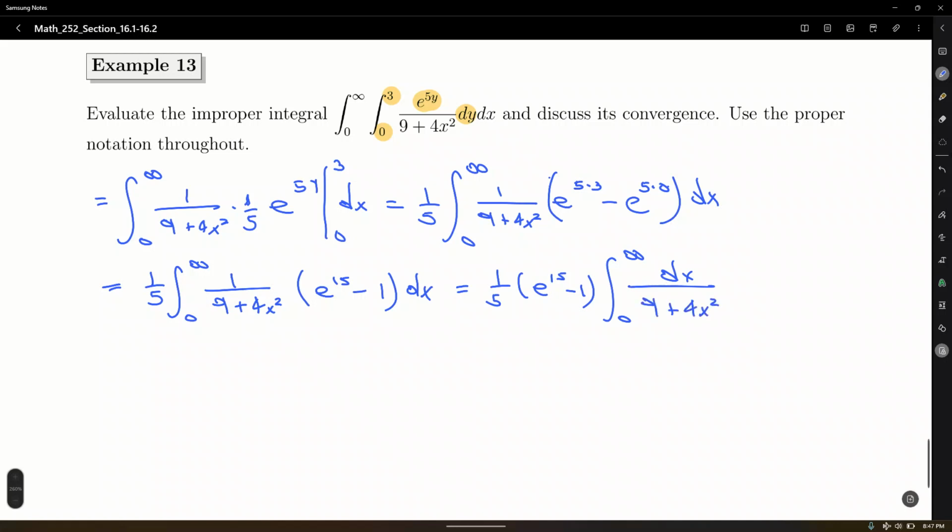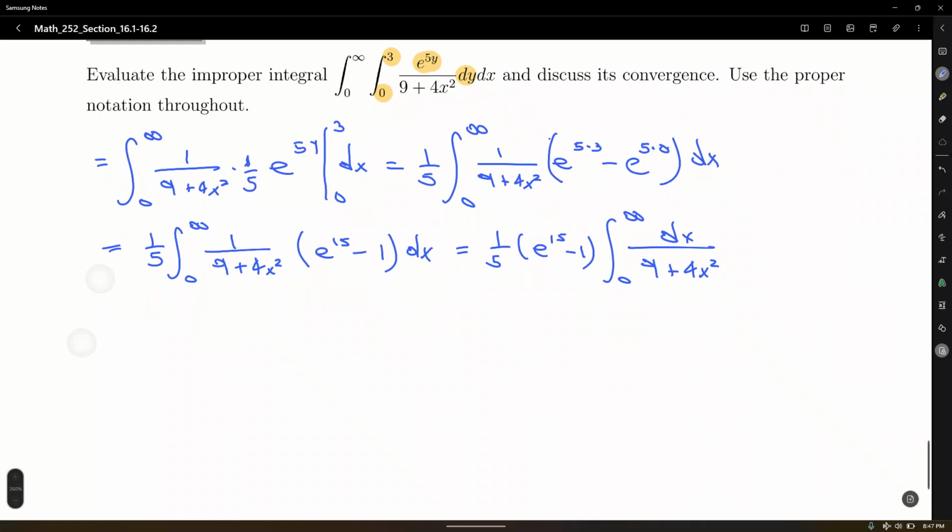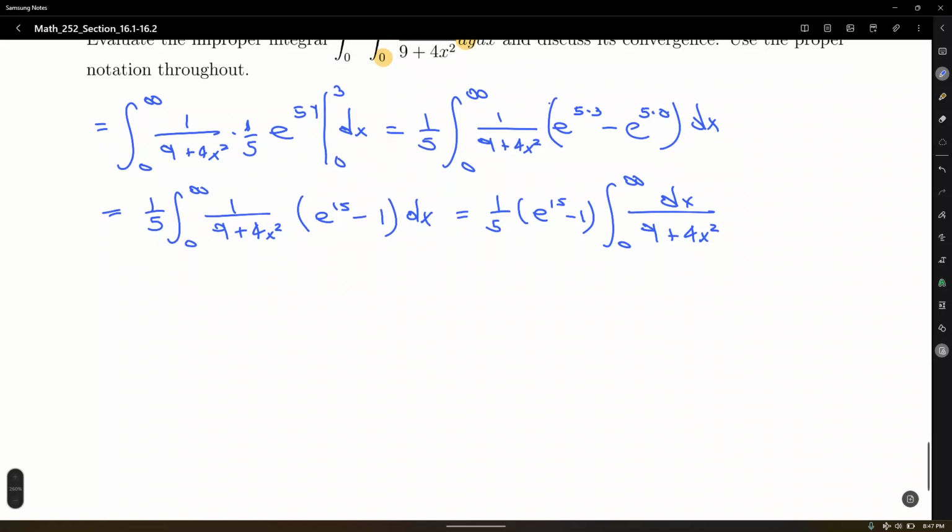That's 1/5 times e to the 15 minus 1 integral from 0 to infinity of dx over 9 plus 4x squared. Okay, so here is where we get to the improper integral. And recall that we cannot just integrate and evaluate upper limit minus lower limit when the limit is infinity. So we need to use the special limit notation, because it's not like we can do arithmetic with infinity. Infinity is just an idea of something that keeps growing and growing. Okay, so let me write it down as a limit notation.